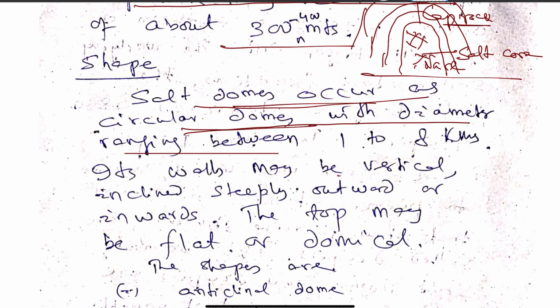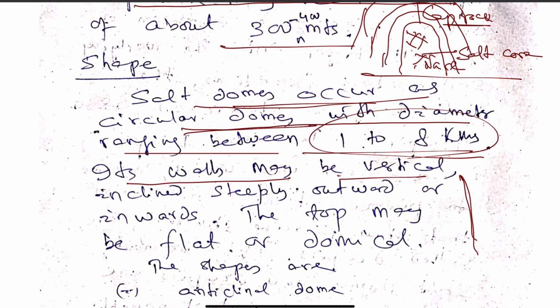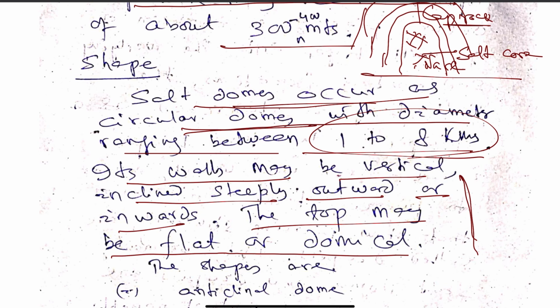body, arcing the overlying sedimentary formations, and their diameter ranges from 1 to 8 kilometers in many occasions, and when it is moving upwards, it may move vertically, forming walls, or it may be inclined steeply, either outward or inwards. So the top of the salt dome is found to be either flat or it is domical.